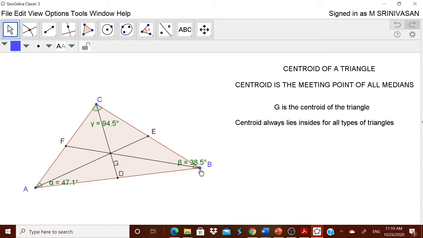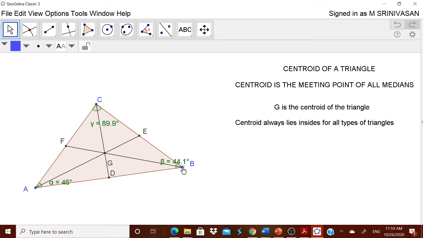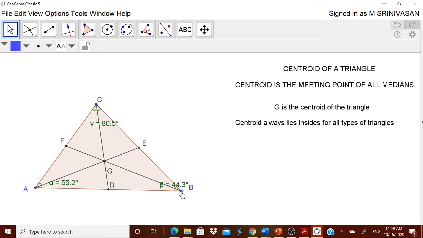Now he will try to make it into a right angle triangle also by slowly bringing it. Okay, now also it is inside. So the centroid always lies inside. Okay, now we have proved it and the child has checked it and he has got satisfied out of it.